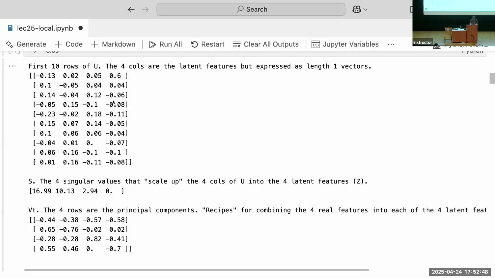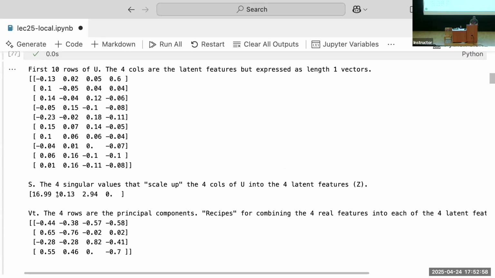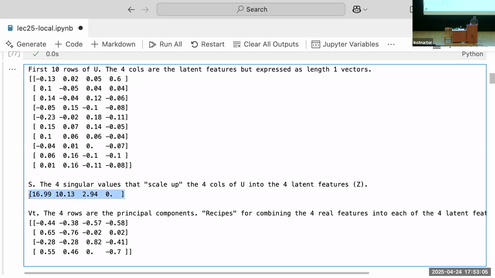So here's U that we've been looking at for a while. It's N by D. There were 4 columns in the rectangle data set, so this thing has 4 columns as well. Okay, the 4 singular values that scale up U to make our latent features, notice we just get back a vector. NumPy is efficient. It doesn't need to give us a big diagonal matrix. There's no need to give us all those zeros. So it just gives us the singular values as a vector.